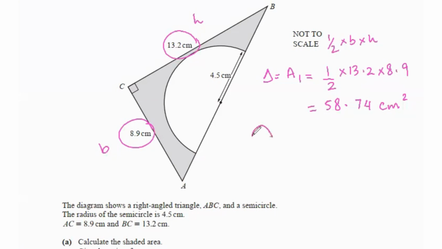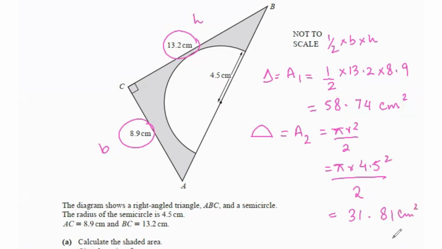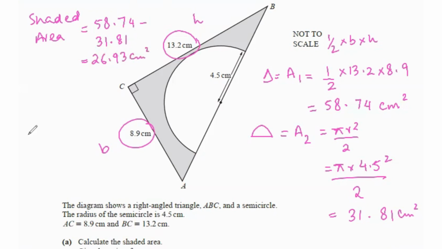Now, the area of the semicircle, which is going to be area 2, is pi r squared divided by 2. That's going to be pi times 4.5 squared over 2. And that is going to equal 31.81 centimeter square. So the shaded area would be the difference of 58.74 and 31.81, and that is going to equal 26.93 centimeter square. That is your answer.